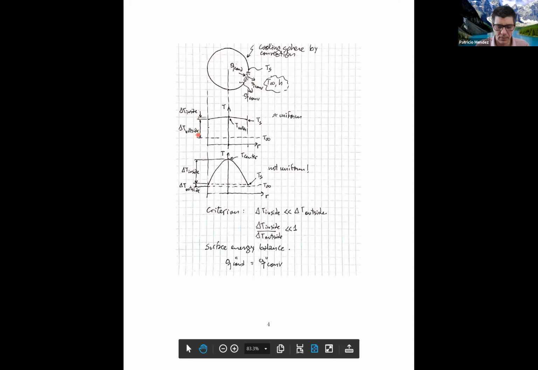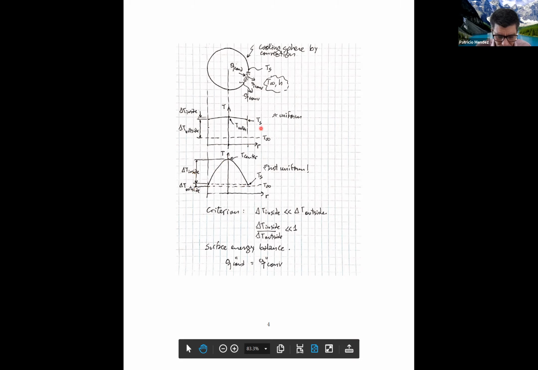So in this case, the delta T inside is very small in the case of uniform, of lumped capacitance. In the case of very intense cooling, which we have not seen how to solve, but we will, the center of the sphere is very hot, the surface is nearly the temperature of the fluid, and the delta T inside is very large, and the delta T outside is very small because the jets of water are cooling it down very intensely.